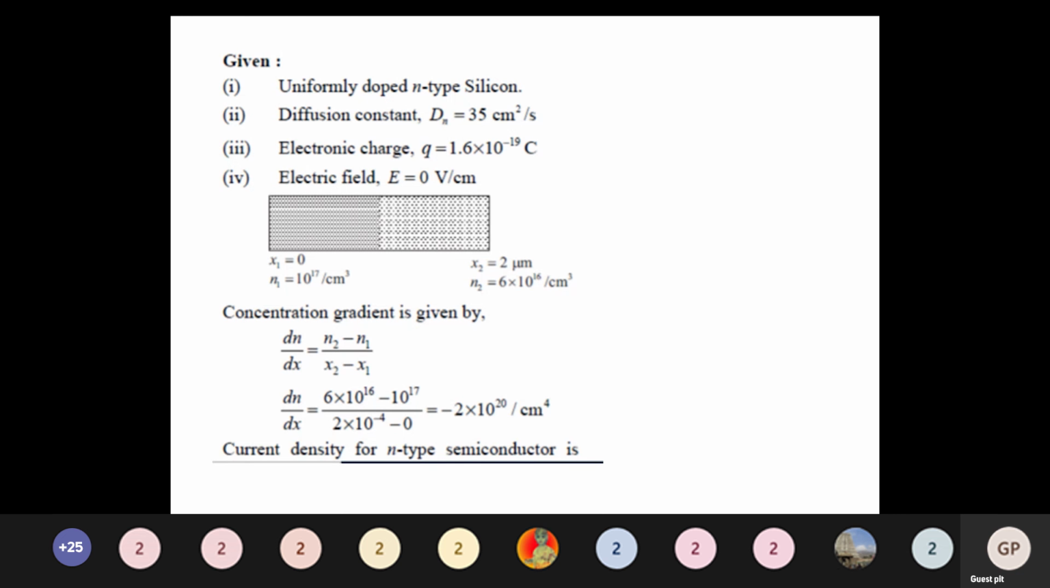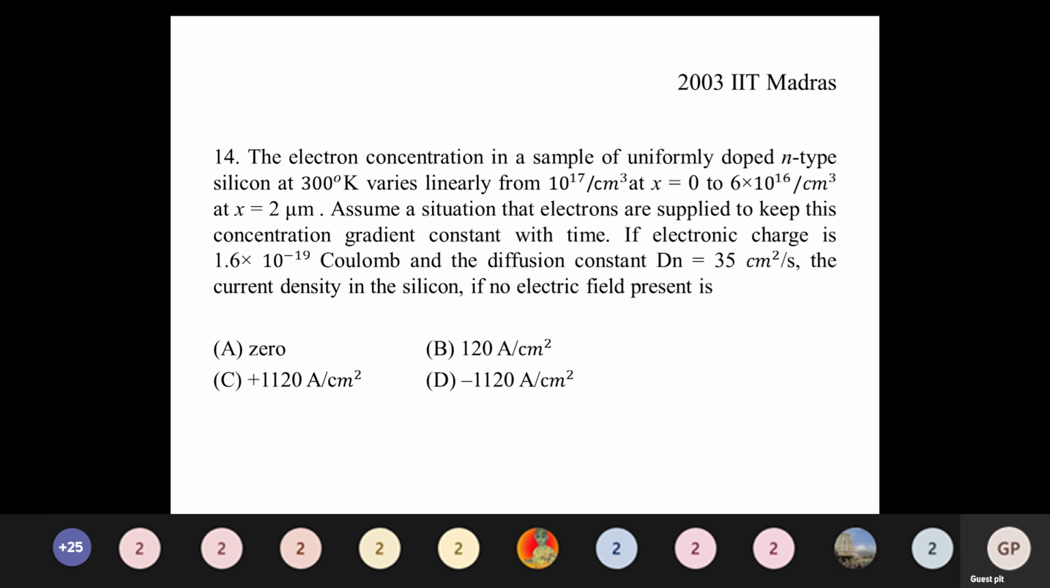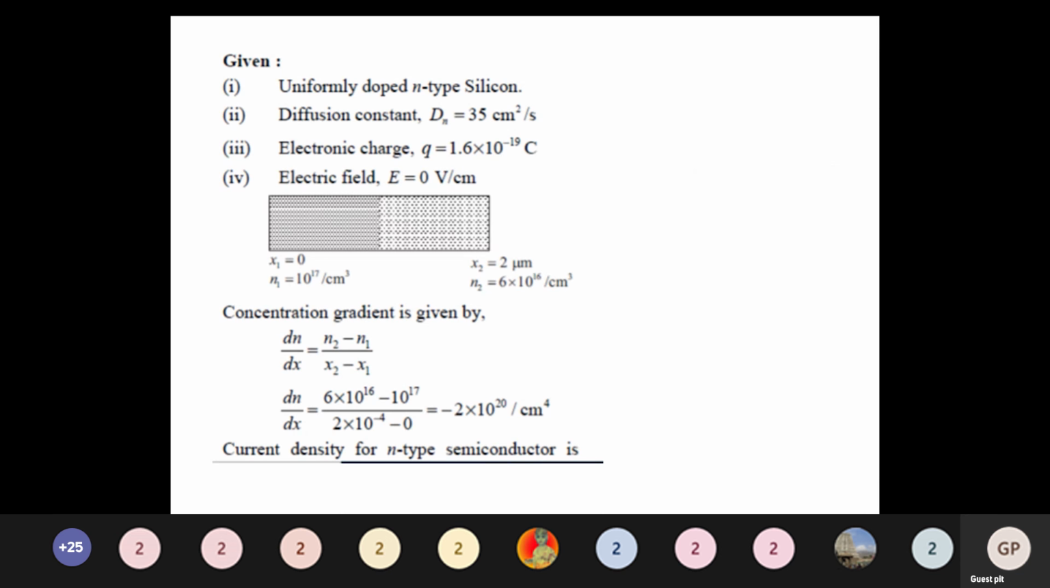In the bar, at distance x equal to 0, the corresponding electron concentration n1 is equal to 10 to the power 17, given in the problem itself. After that, at x equal to 2 micrometer, the corresponding n-type concentration is n2, that is also given. Now they are considering the concentration gradient. dN by dx is required. To solve for the current density, we need dN by dx.